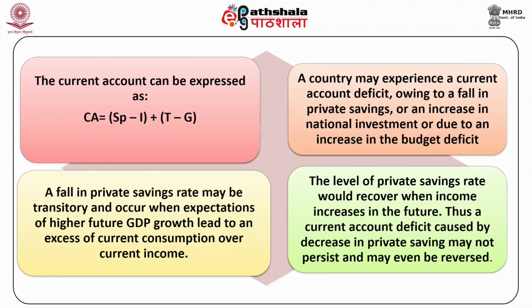What can we say about the sustainability of the deficit in each of the cases? A fall in private saving rate may be transitory and occur when expectations of higher future GDP growth lead to an excess of current consumption over current income. In such cases, the level of private saving rate would recover when income increases in the future. Thus, a current account deficit caused by decrease in private saving may not persist and may even be reversed.